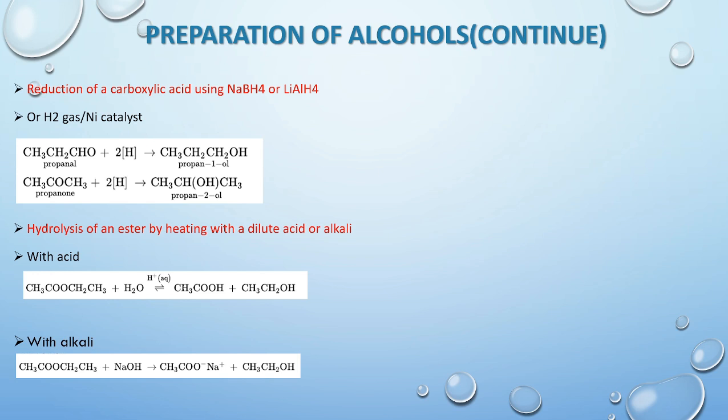Reaction of the carboxylic acid with sodium borohydride or lithium aluminium hydride, or by using hydrogen gas and nickel catalyst. So propanal can be converted into a primary alcohol and propanone converted into a secondary alcohol. Here we have another point: we can hydrolyze an ester by heating it with a dilute acid or alkali. With the acid it can be converted into carboxylic acid and alcohol, but with alkali it converts into carboxylic acid salt and alcohol.